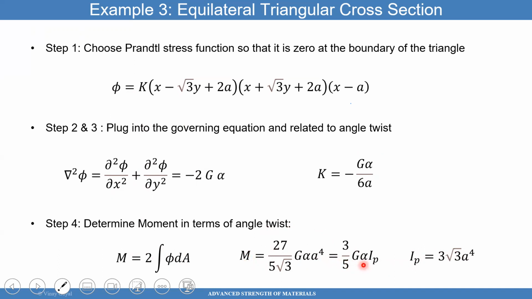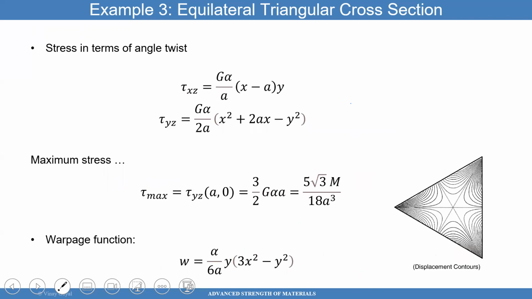In other words, if I apply a moment, I know how much it will twist. Correct? If I know the geometry of the triangle, a, then I know IP. I know the shear modulus of the material, that's something you can measure in the labs. You know alpha. You apply torque, you find the twist. If you apply the twist, you can find the moment. And then you can find the shear stresses very easily using the Prandtl stress functions.